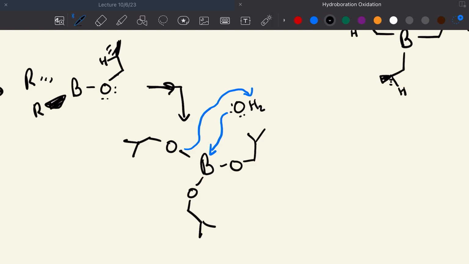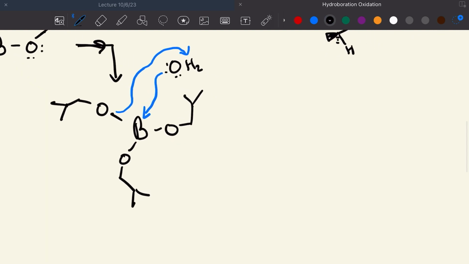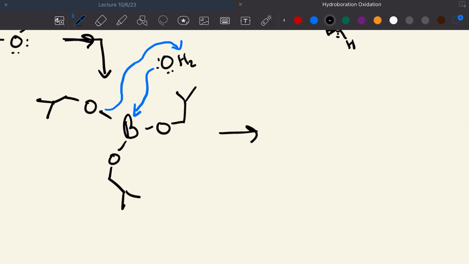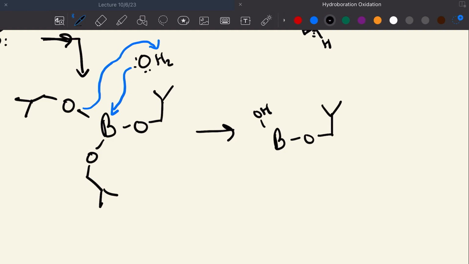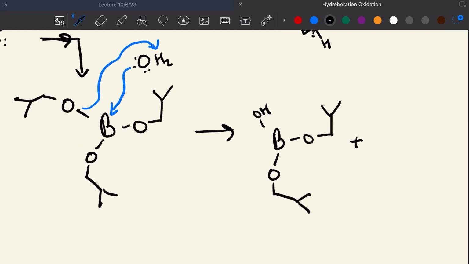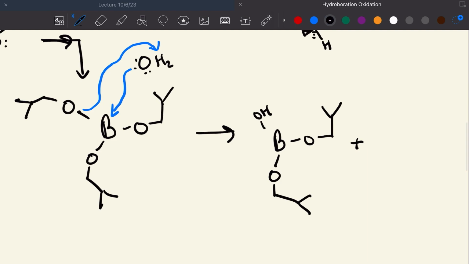And what this will result in is this B-OH, and then you have these again coming off the molecule, and then we'll finally have this alcohol on the least substituted carbon of that double bond.